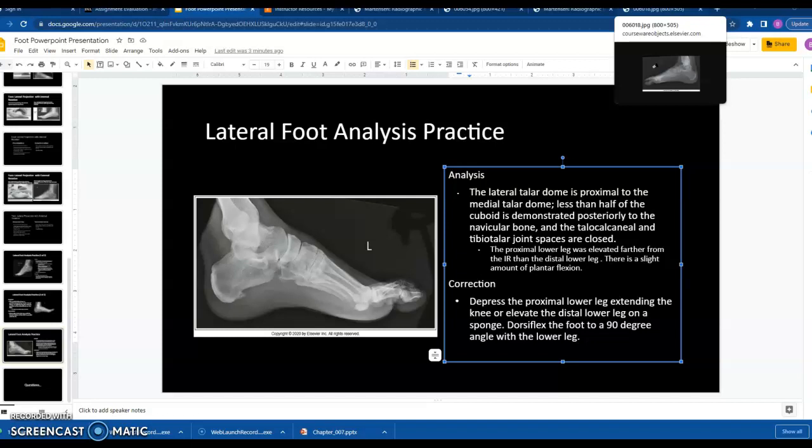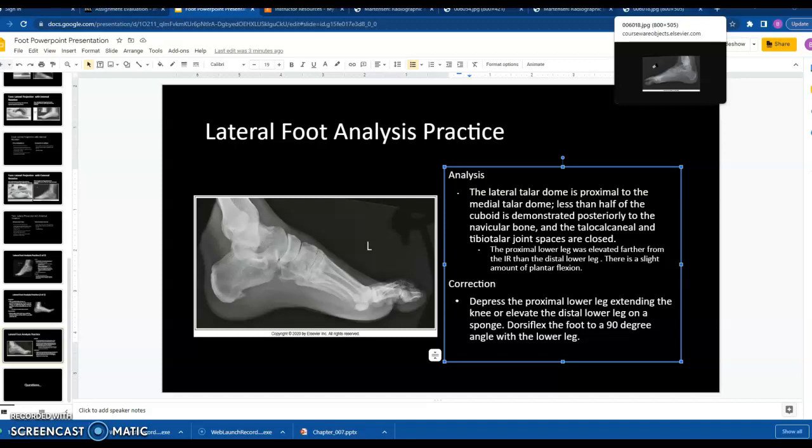This should indicate to you that the proximal lower leg was actually elevated farther from the IR than the distal leg, so that caused some malpositioning there.